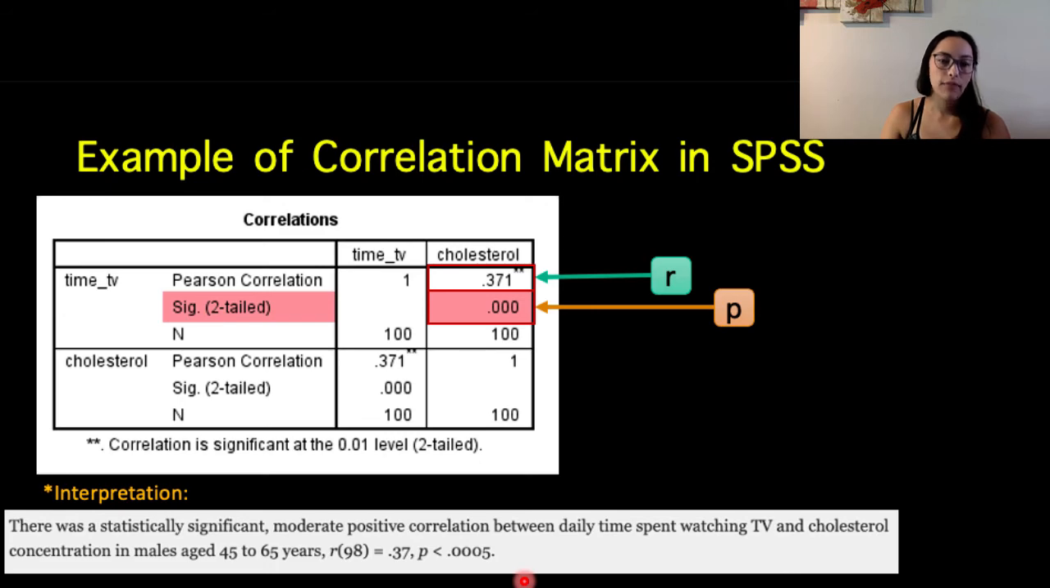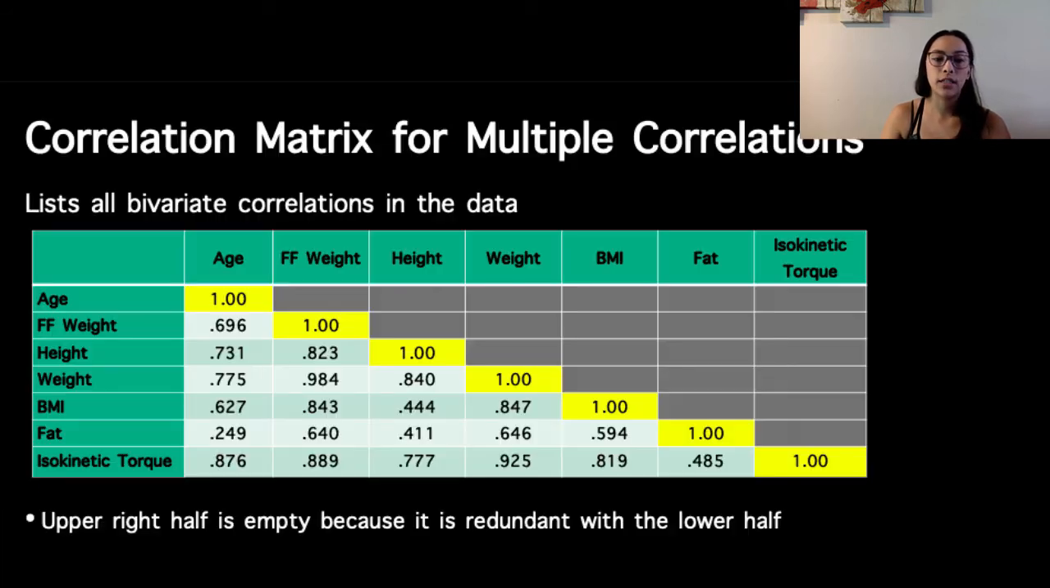Sometimes, though, if you have multiple variables that you're analyzing, you would get something that looks more like this. This is a correlation matrix that I generated in Excel. We'll go over examples of how you can make a correlation matrix in the activity videos. Basically you're saying what is the relationship between all of these different variables, and the right half is empty because it should be redundant with the lower half.